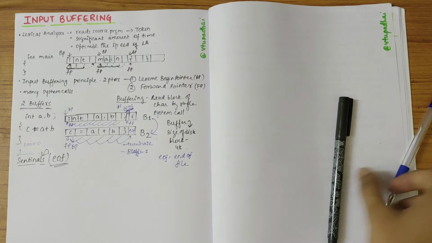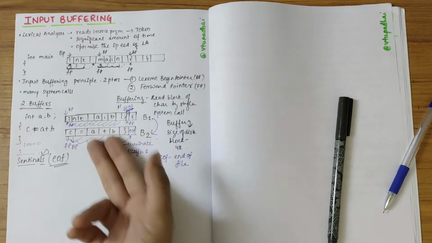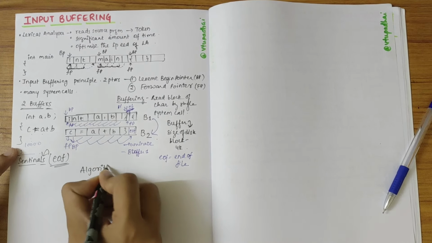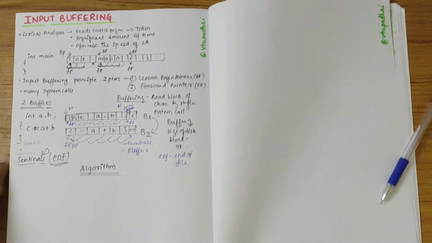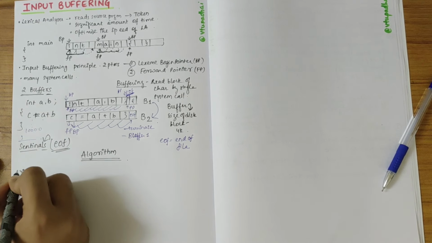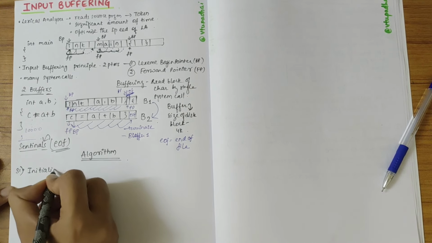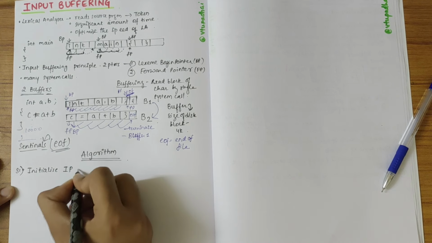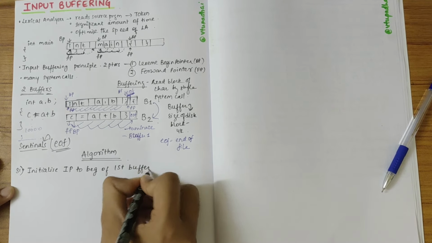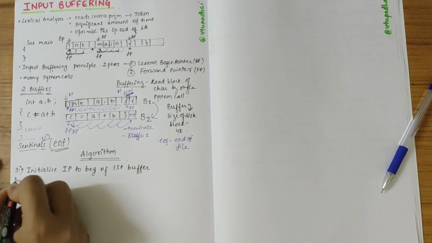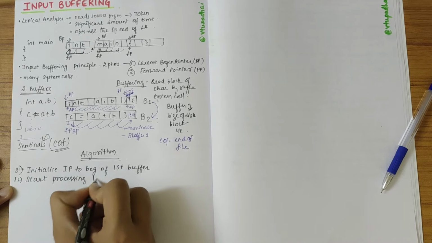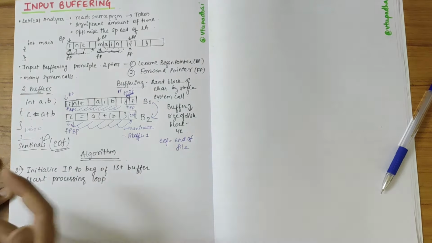So now that we are done with input buffering, and we have understood what the input buffering topic is, we'll look into the algorithm of it. Explaining the algorithm in pretty simple terms, let's initialize. Step one would be to initialize the input pointer to the beginning of the first buffer. That is what we have done, right? Then step two would be to start processing the loop until we reach the end.